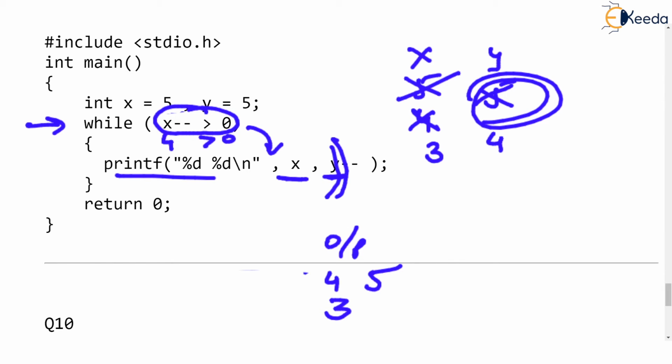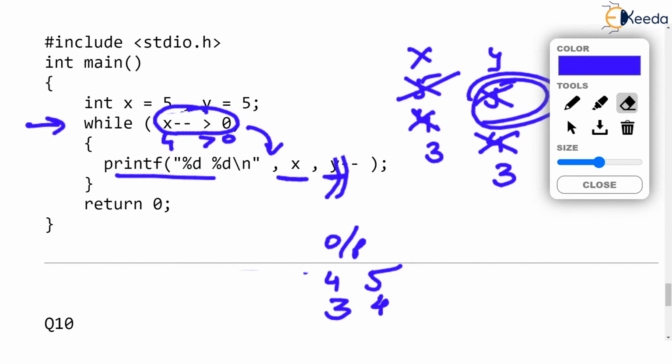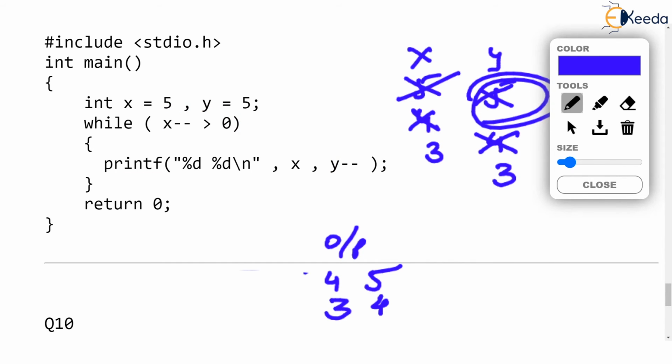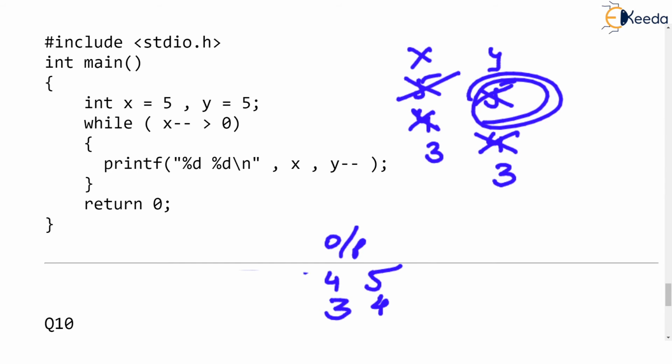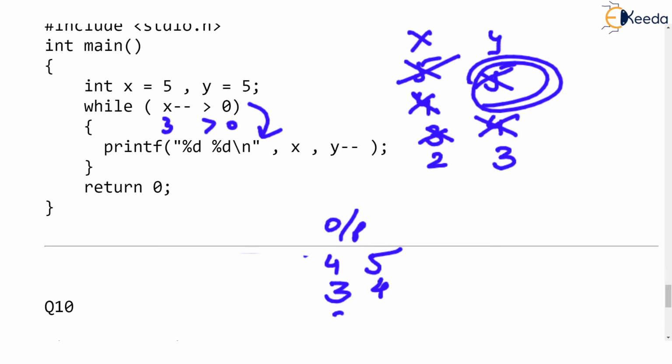y is 4. But after printing, y will decrease due to y minus minus. y will become 3. I hope you have understood. So, what happens next? 3 is greater than 0. x is 3, so the loop runs, but x minus minus will make x as 2. So the output now is going to be 2. x is 2, and y will be printed, isn't it? And y is 3. Now, y minus minus will make y as 2.